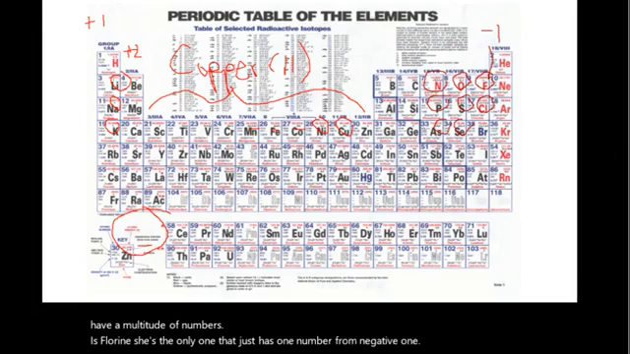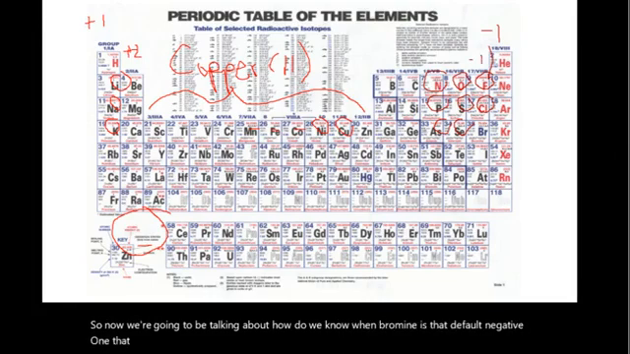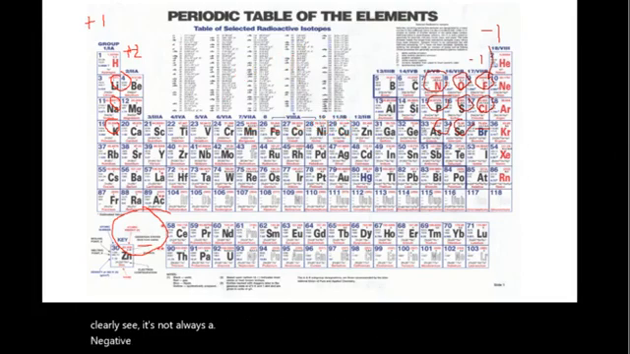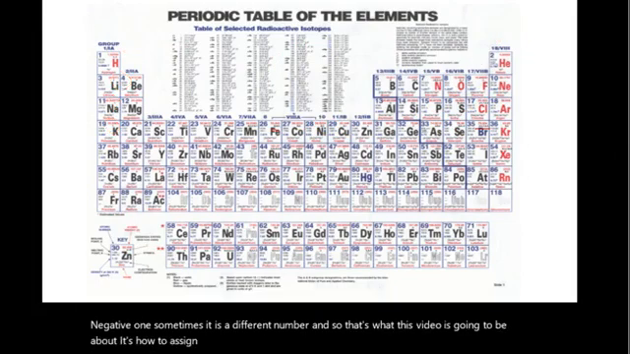So now we're going to be talking about how do we know when bromine is that default -1 that we've just been using, and when it's one of these other numbers, because as you can clearly see, it's not always a -1. Sometimes it is a different number, and so that's what this video is going to be about. It's how to assign those oxidation numbers for the elements when they don't have the typical standard oxidation number that we've been using thus far.